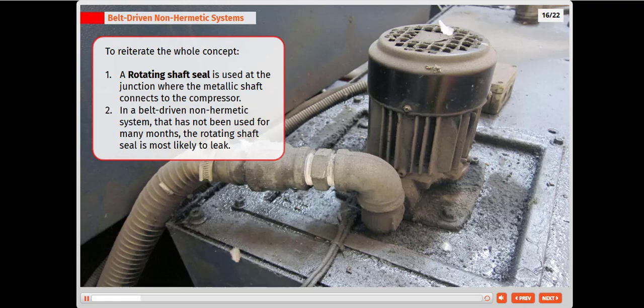To reiterate the whole concept, a rotating shaft seal is used at the junction where the metallic shaft connects to the compressor. In a belt-driven non-hermetic system that has not been used for many months, the rotating shaft seal is most likely to leak.